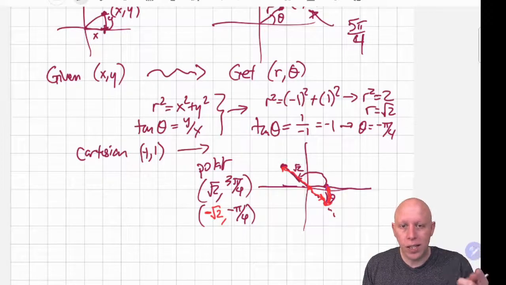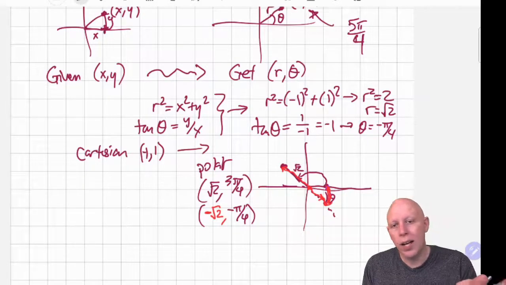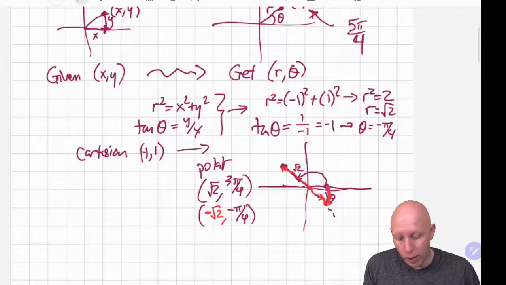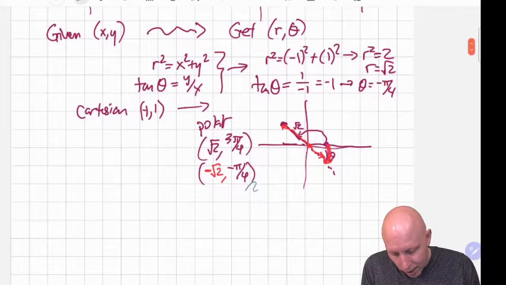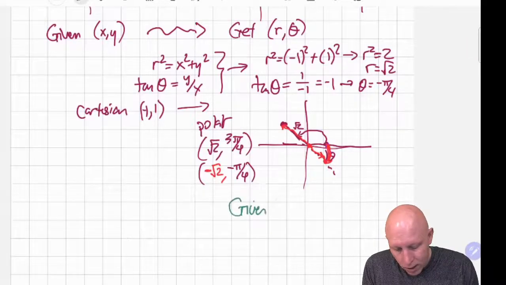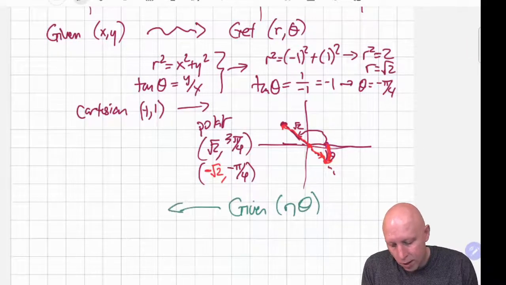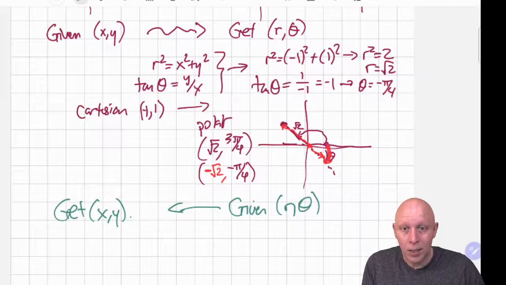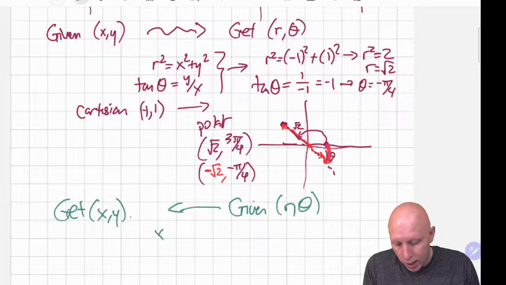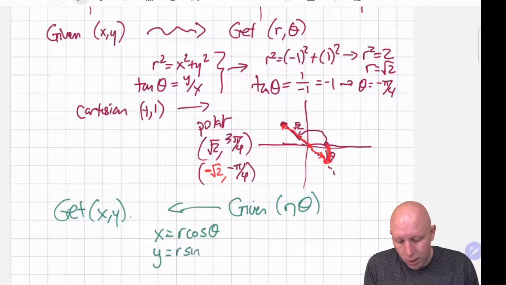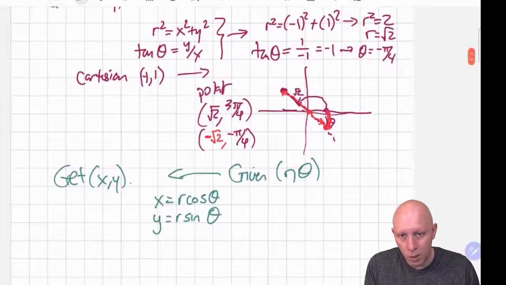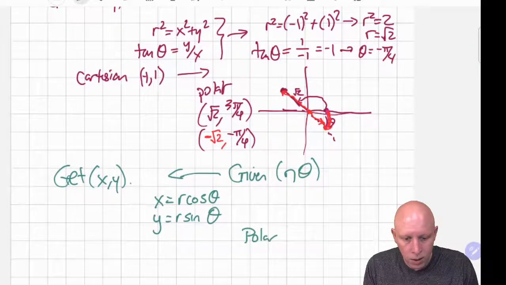Okay, so now let's say you're given something in polar coordinates and you want to write it in xy coordinates, the Cartesian coordinates. That's saying if we're given r and theta, how do we get x and y? In this case, we use the equations x equals r cosine of theta and y is equal to r sine of theta. So let's say we have polar 2 comma negative 2 pi over 3.